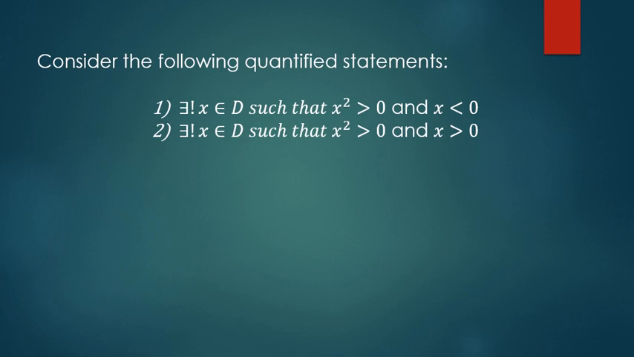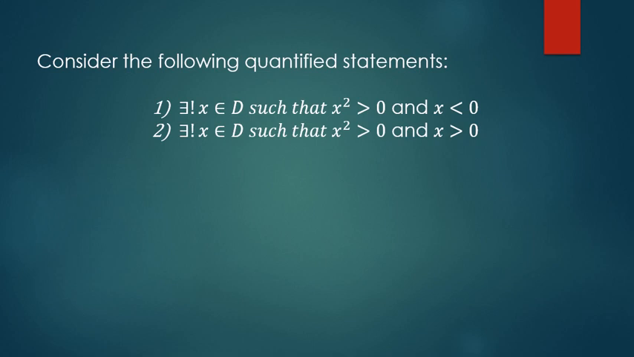And then last set of quantified statements we're going to look at, these both involve the unique existential quantifier. Number 1 reads, there exists a unique x in D such that x squared is greater than 0 and x is less than 0. Number 2 reads, there exists a unique x in D such that x squared is positive and x is positive. Again, we're sticking with the same numbers in our domain, -1, 0, 2, 3, 5, and 6.